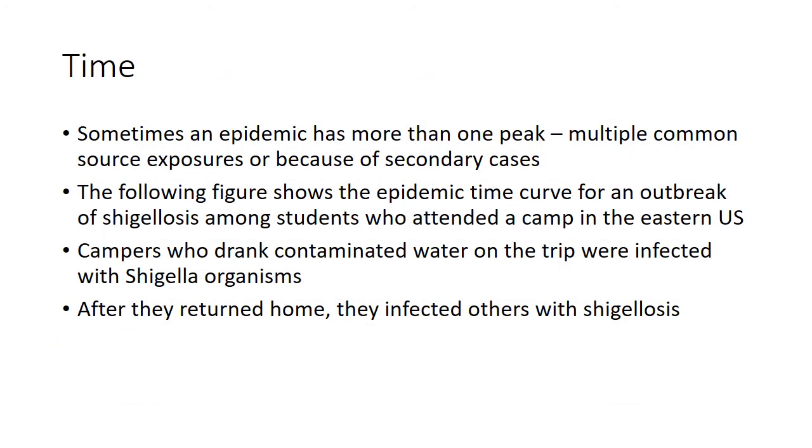You'll find that sometimes you can have epidemics that have more than one peak, and this can happen with multiple common source exposures or possibly due to secondary cases, cases developed from the primary cases. Look at the following figure. It shows a time curve for an outbreak of shigellosis among students who attended a camp in the eastern U.S. Basically, they drank contaminated water on the trip. They got infected with Shigella, and after they returned home, they infected others with Shigella, and those became the secondary cases.